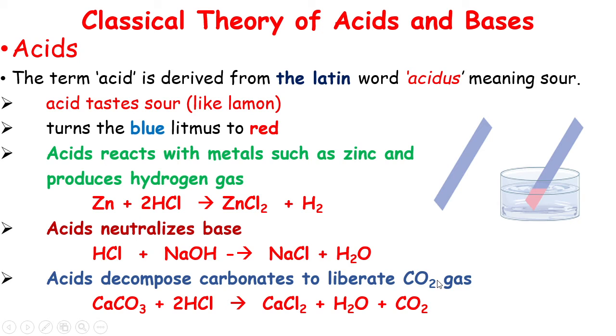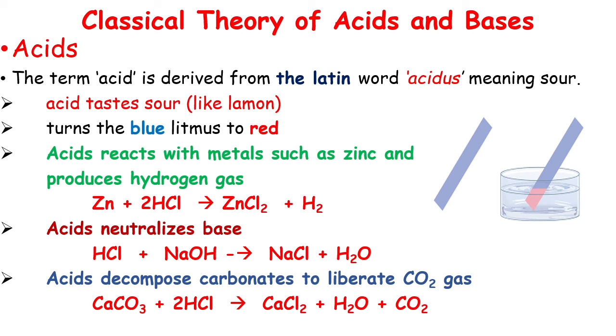So these are the definitions for acids based on the classical concept. Do you understand, student? The term acid is derived from the Latin word acidus, meaning sour. So acid can be defined as: acid has a sour taste. It turns the blue litmus paper to red. Acids react with active metals such as zinc, calcium, magnesium, potassium. It liberates hydrogen gas. Acid neutralizes base. Acids decompose carbonates to liberate carbon dioxide gas.